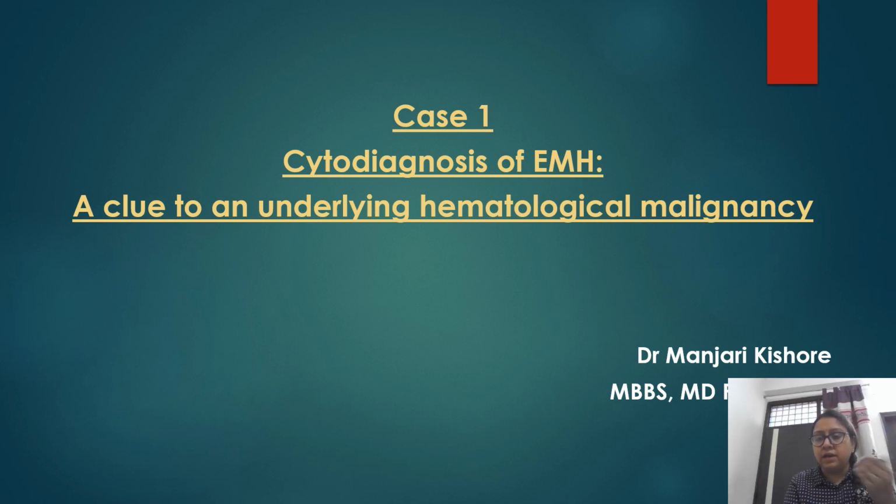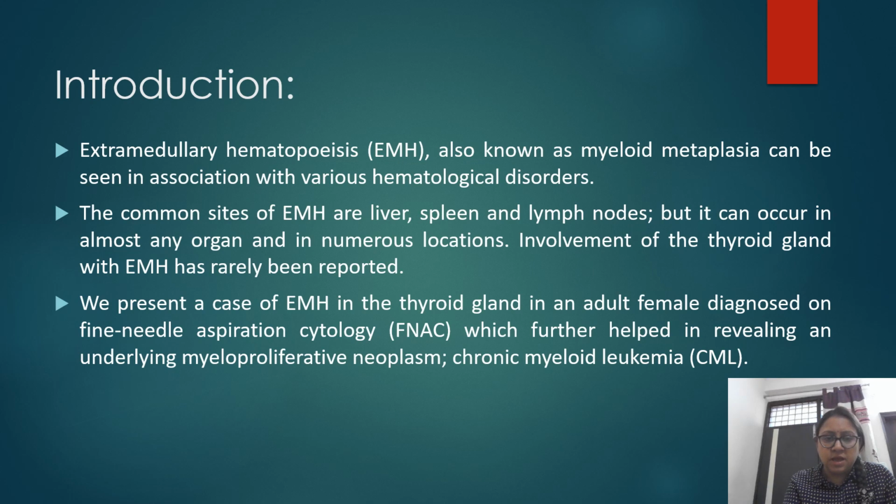But if you get hematopoietic cells apart from your marrow, at different sites, suppose you get them in liver or in spleen, which is not according to the age. Here we got it in thyroid gland, which I'll be discussing in detail. Getting these EMH, extramedullary hematopoietic cells, in thyroid led to a diagnosis of an underlying hematological malignancy. So let's proceed to this case.